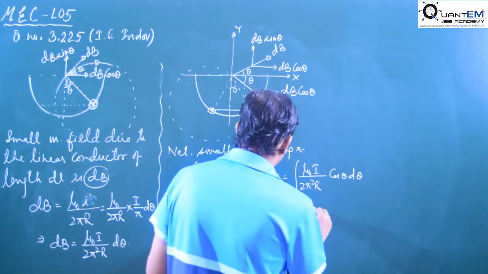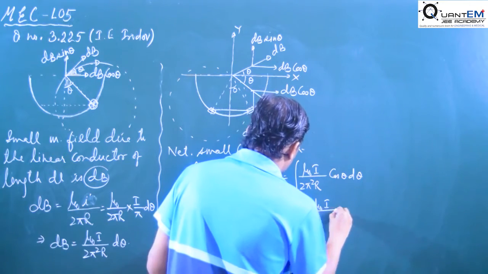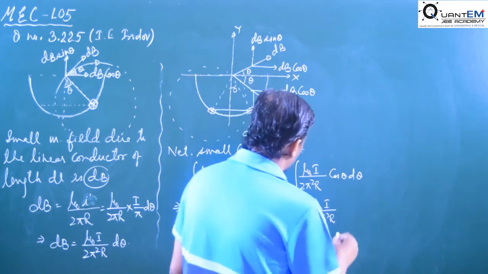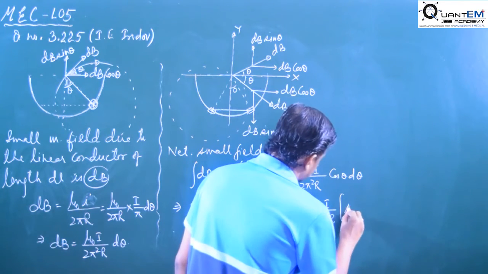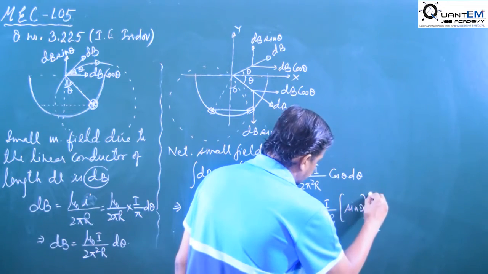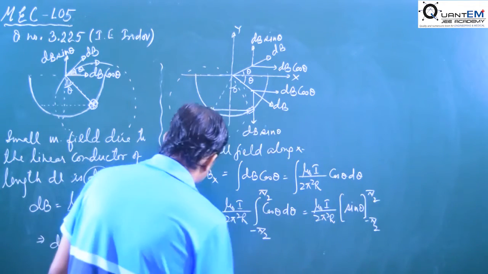So what do we get? Mu naught I by 2 pi square r. The integration of cos theta we have sin theta from minus pi by 2 to pi by 2. So what do you get?